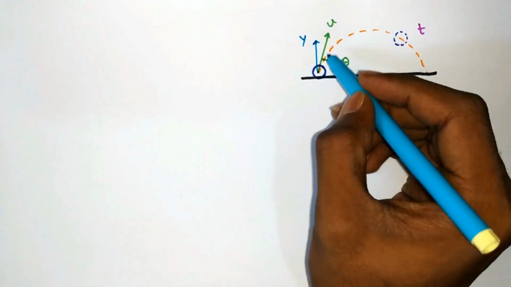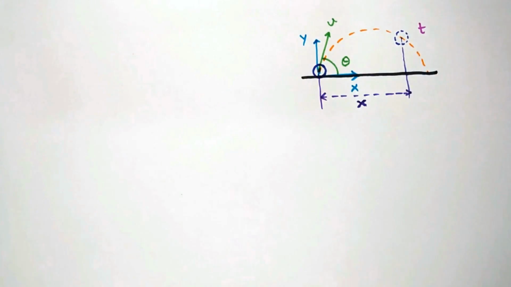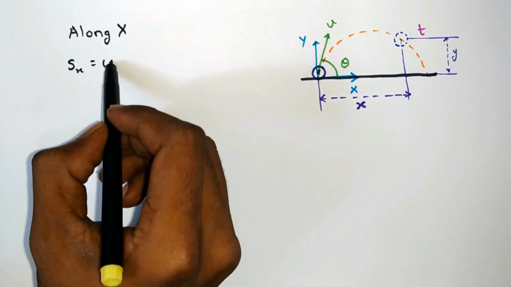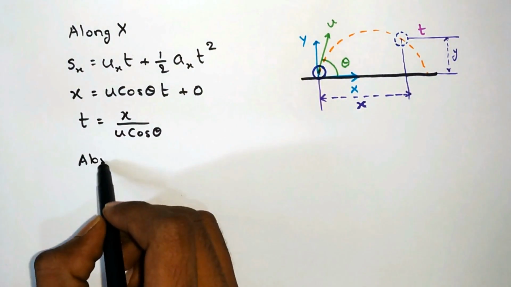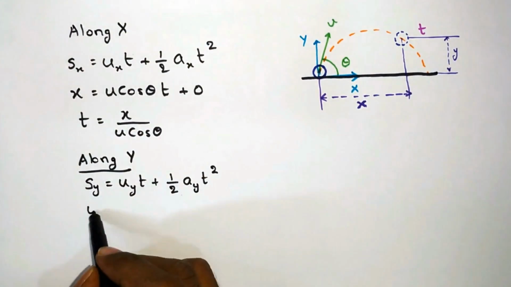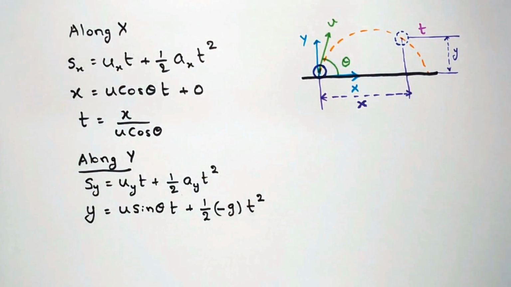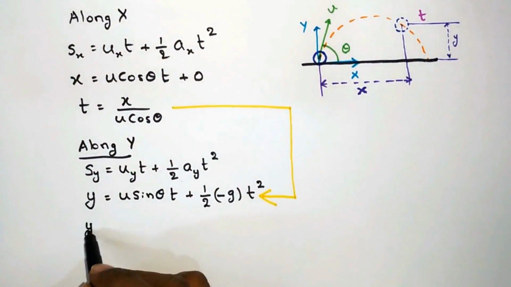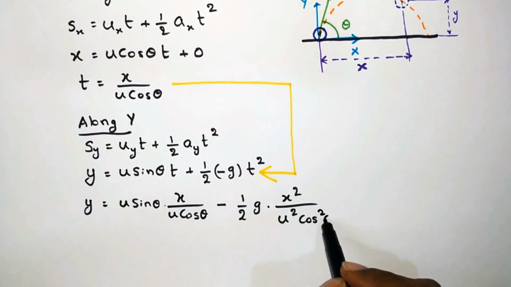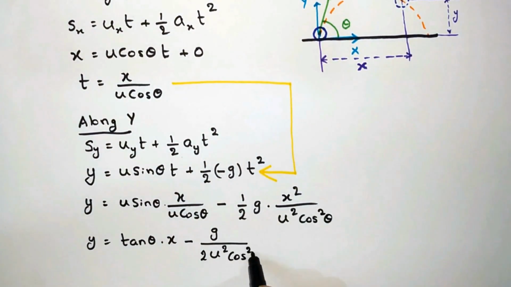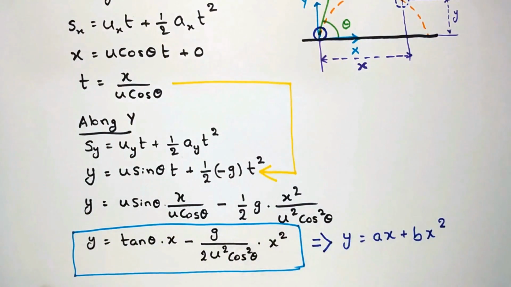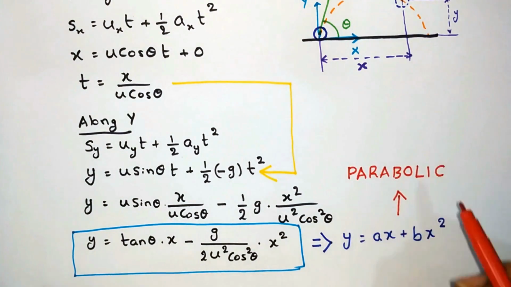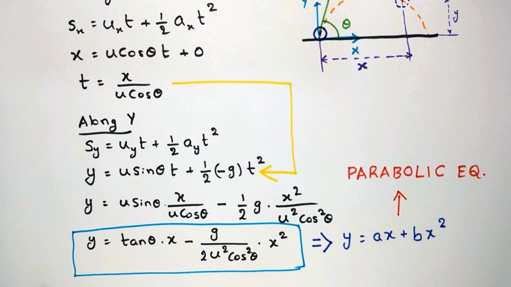Let's consider after t time, the projectile has reached a position as shown. By using the second equation of motion along the x-axis, we can get t equal to x by u cos theta. And using the same equation along the y-axis, we can get y equal to u sin theta t minus half g t square. Now using the previous equation and substituting for t, we can simplify this as y equal to tan theta x minus g by 2 u square cos square theta into x square. And this equation is in the form of y equal to ax plus bx square, which is a generalized form of parabolic equation. Thus we can say that a projectile thrown will follow a parabolic path.